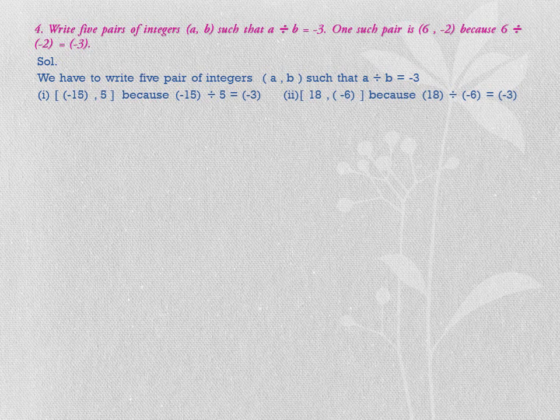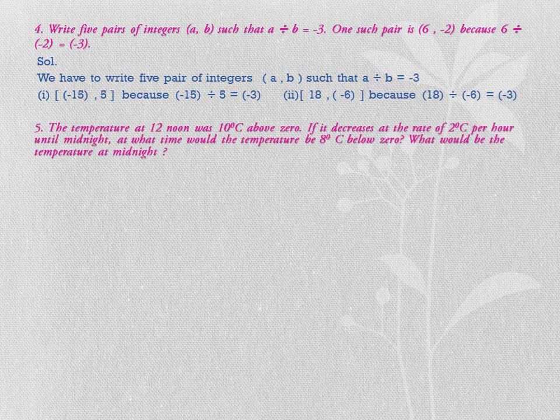Next, question number 5. The temperature at 12 noon was 10 degrees Celsius above 0. If it decreases at the rate of 2 degrees Celsius per hour until midnight, at what time would the temperature be 8 degrees Celsius below 0? Next question is, what would be the temperature at midnight? I think all of you understood the question.